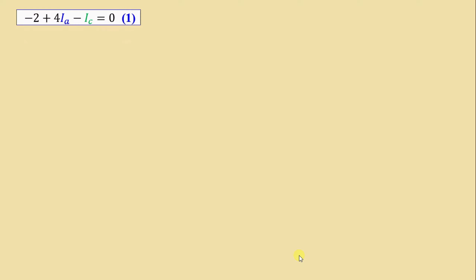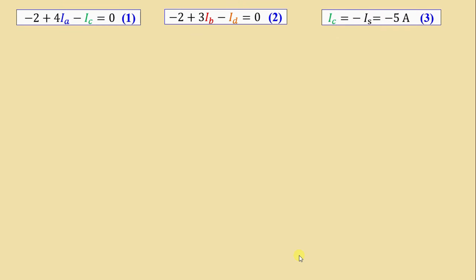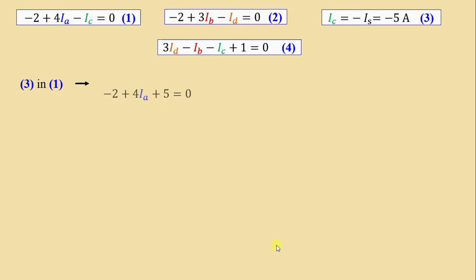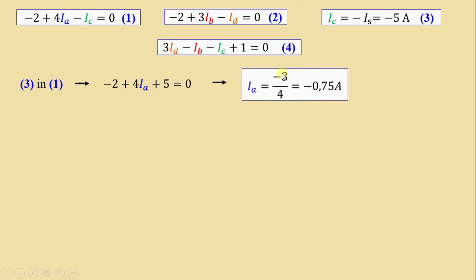Finally, we obtain 4 equations which are necessary to find IA, IB, IC, and ID. Let's start first by substituting 3 in equation 1. We obtain negative 2 plus 4IA plus 5 is equal to 0. That means IA is equal to negative 3 over 4, which is negative 0.75 amps.